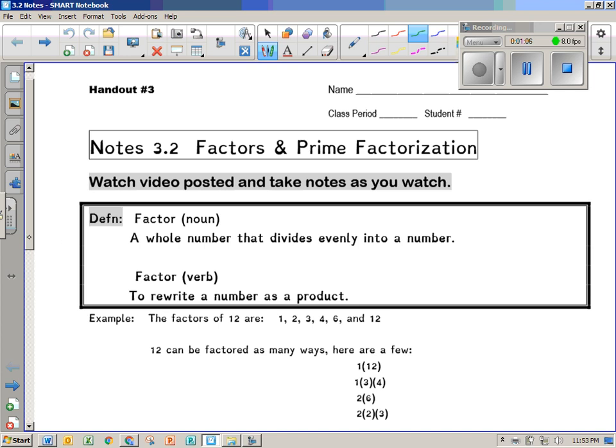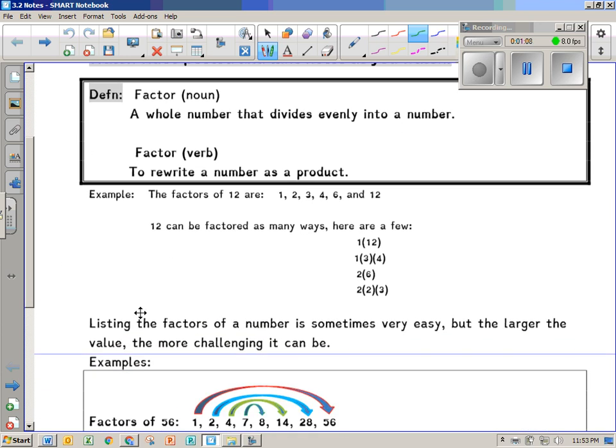Scroll down just a little bit here. So if I wanted to factor the number 12, there's a lot of different ways. I just listed some of them here. 1 times 12, 1 times 3 times 4, 2 times 6, 2 times 2 times 3. It just so happens this last one is actually what we call prime factorization, because each one of these factors is actually just prime.